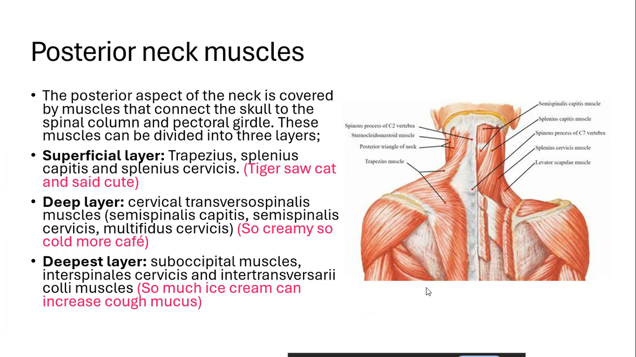Deepest layer: suboccipital muscle, interspinalis cervicis, and intertransversi colli muscles. So much ice cream can increase cough and mucus, right? So much ice cream should remind you of suboccipital muscles. Ice cream should remind you of interspinalis cervicis. Colli muscles can increase cough, mucus. Okay.